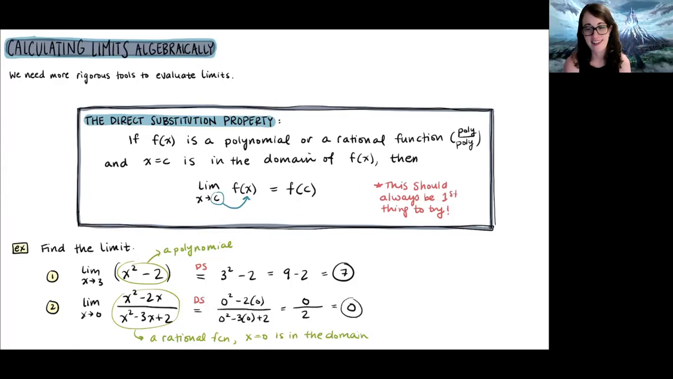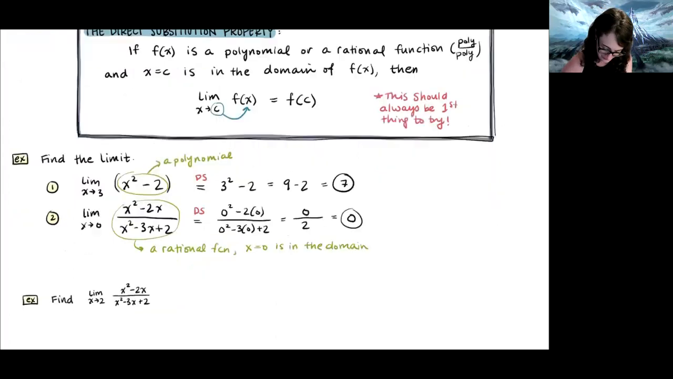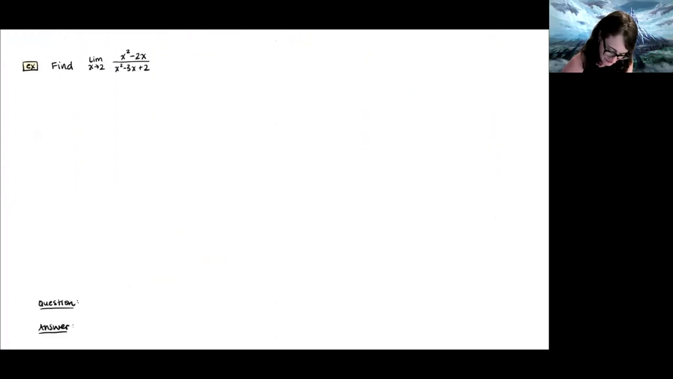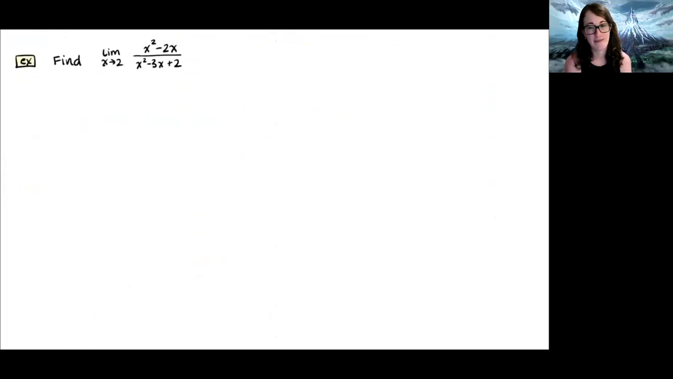And so there is the limit for that one. Now, this is the best case scenario. It doesn't happen most of the time. So here are some cases where it doesn't work out this way. Let us consider this function here, x squared minus 2x over x squared minus 3x plus 2, same as in the previous example. But now we're looking as x approaches 2, not 0.